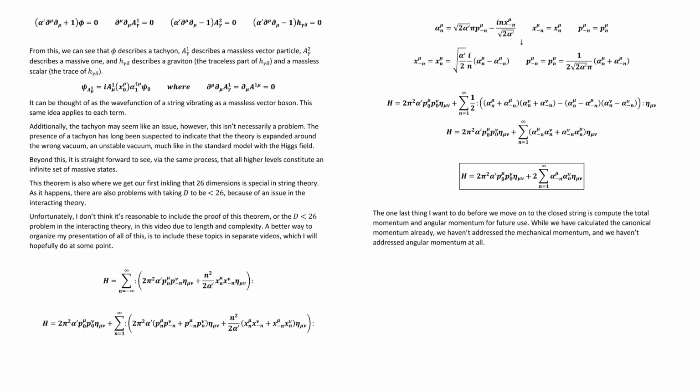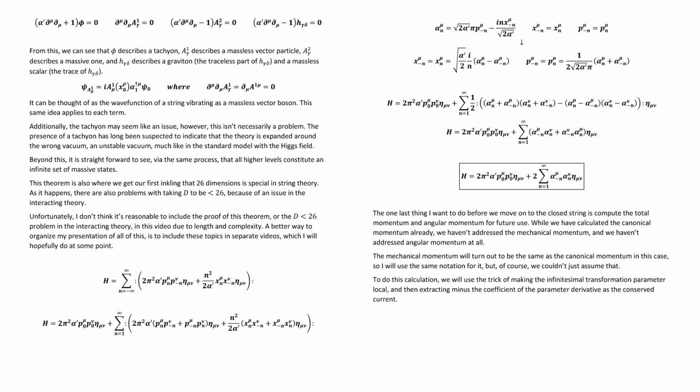Now the one last thing I want to do before we move on to the closed string is compute the total momentum and the angular momentum for future use. While we've calculated the canonical momentum already, we haven't addressed the mechanical momentum, and we haven't addressed angular momentum at all. The mechanical momentum will turn out to be the same as the canonical momentum in this case, so I will use the same notation for it, but we of course couldn't just assume that.